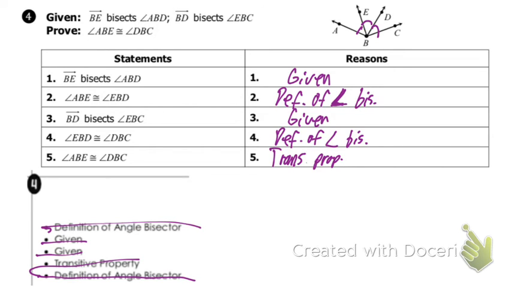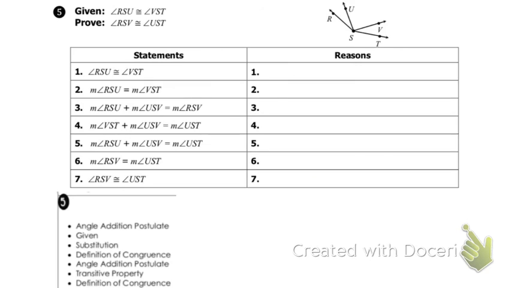All right, guys, try number 5 on your own. That's impossible, but you can give us the one with extra. Okay, so what's our first reason? Good. Now I'm going to advocate for drawing in our picture that angle RSU is in fact congruent to angle VST. We're told that if they're congruent, their measures are equal. What tells us that? The definition of congruence.